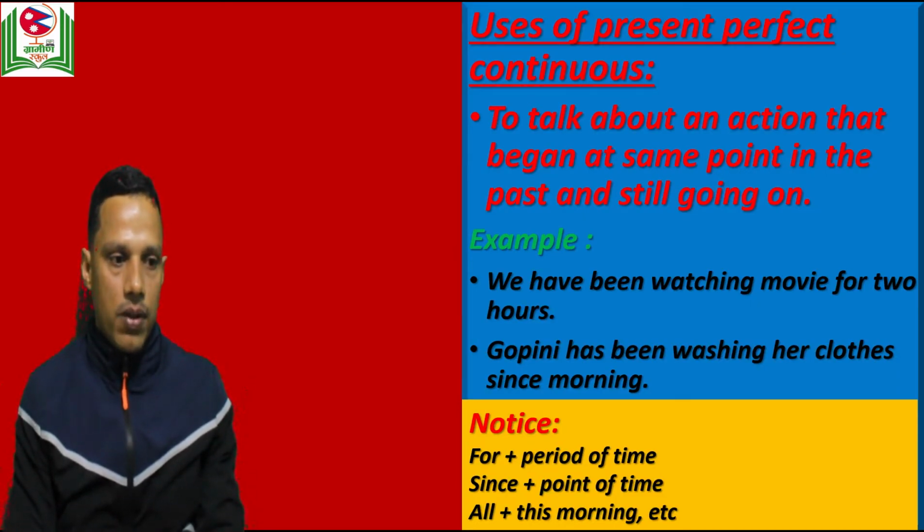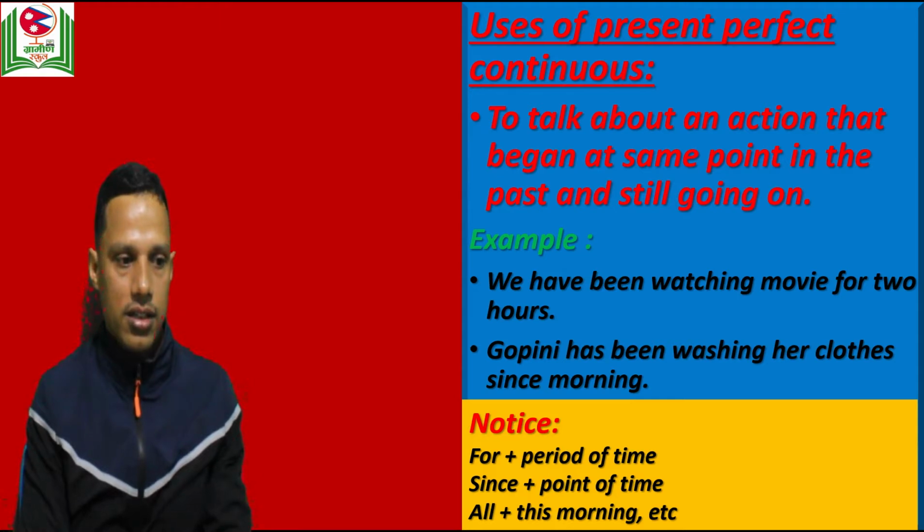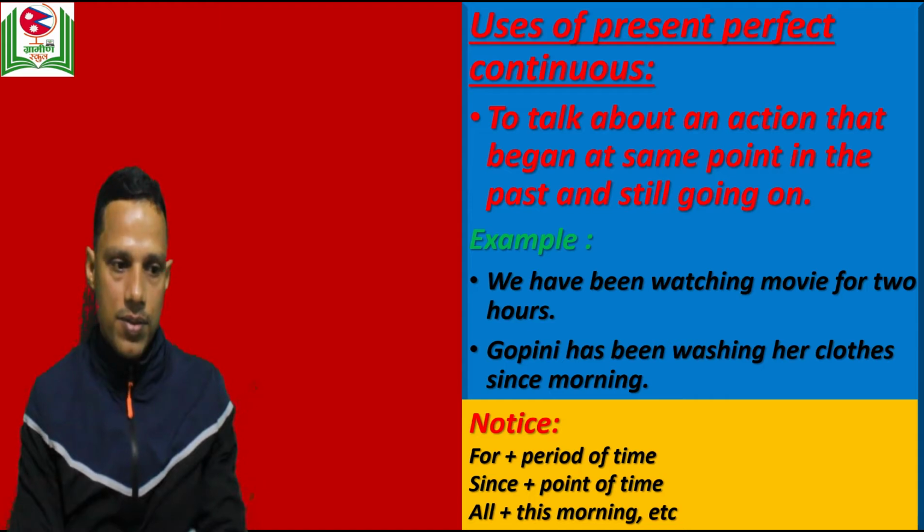Okay, uses of present perfect continuous tense. Where do we use present perfect continuous tense? Yes, we use present perfect continuous tense to talk about an action that began at some point in the past and is still going on, right? Now let's see the example for this. We have been watching a movie for 2 hours. Gopini has been washing her clothes since morning. Yes, these two sentences indicate that the action began in the past, but it is still going on at the time of speaking, right?